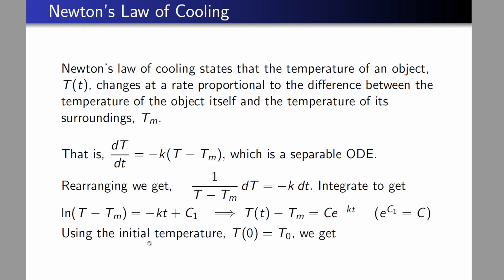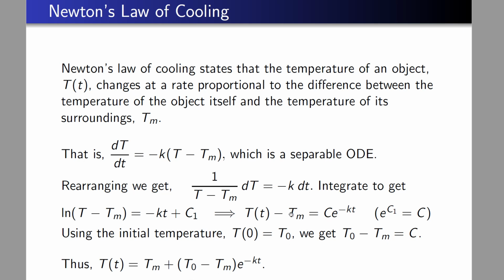And now let's say the initial temperature is just T sub 0. The temperature at time 0 is T sub 0. It's still unknown in this case, but this will be given in the question. Using this initial temperature, we determine the value of the constant C. Just plug in here: T naught minus Tm equals e raised to 0, which is 1, so C, that's the constant. Plug back here, so T(t) minus Tm, with C now T naught minus Tm.